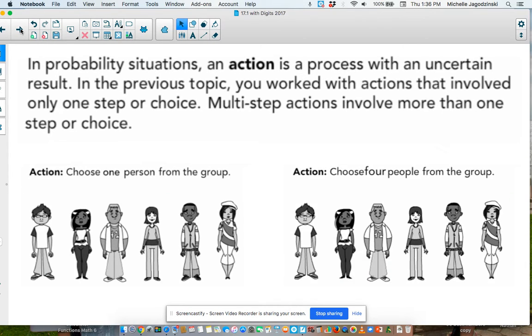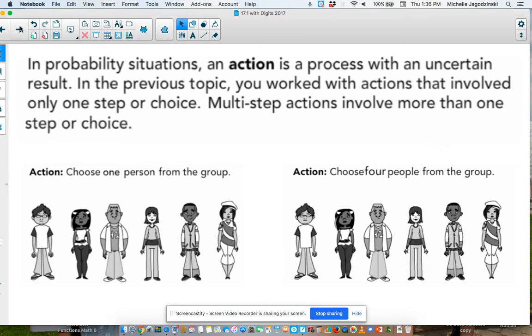When we look at this screen, if we look at this group of people here, the action is to choose one person from the group. So that is one step. But this action for this group of people says choose four people from the group. So the number of steps that would occur for choosing people from this group is 4.